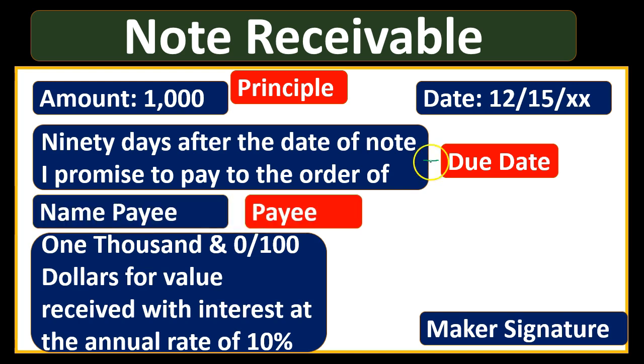And then we've got, of course, the payee. The payee is the person who's going to get paid. And in our case, we're going to say that that's going to be the company. We're the company making the sale, receiving the note from the customer.